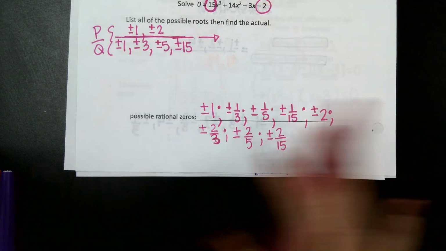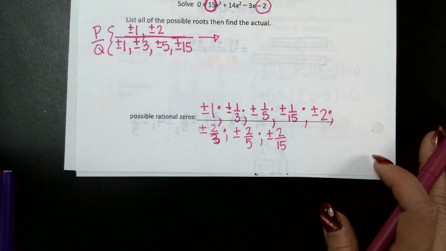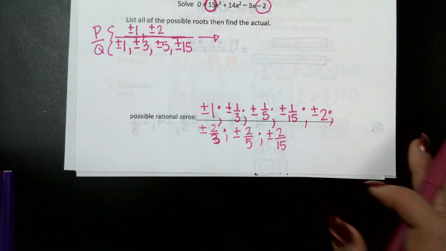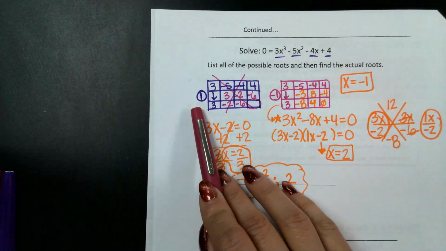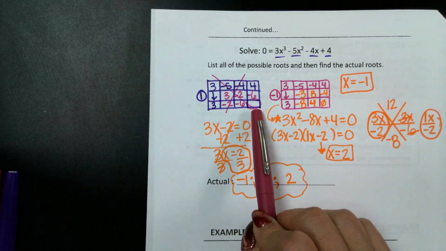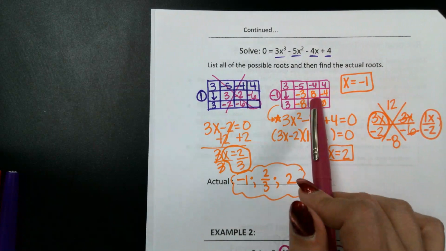Okay, but we're going to make our list of possible, flip it over, and we're going to do this same process we did up here. We're going to do synthetic division using a positive 1. If that does not give us a remainder of 0, then we're going to try negative 1, and that one should work. Okay?